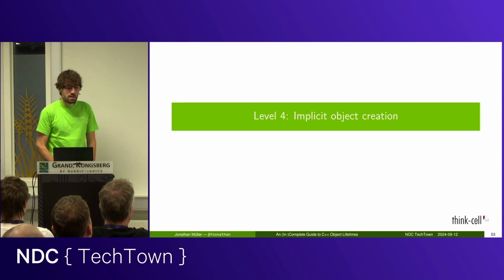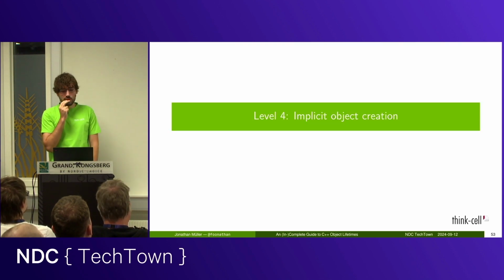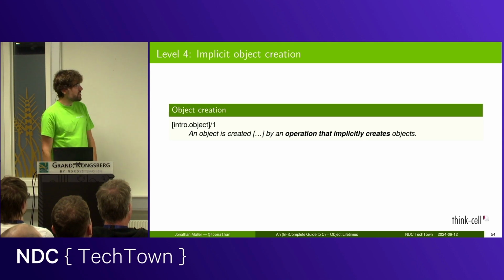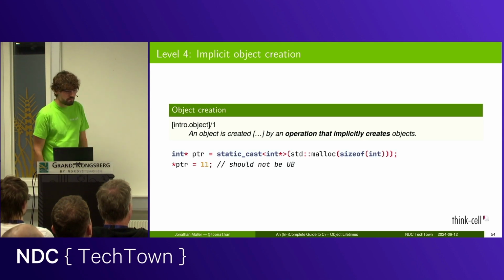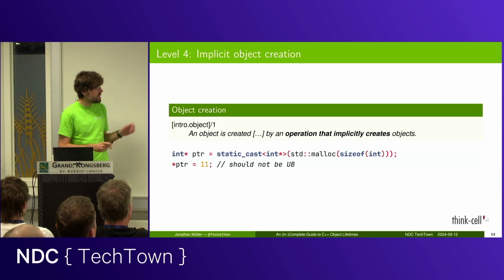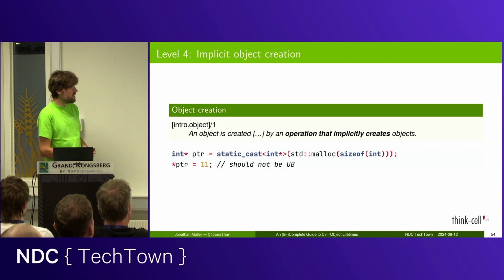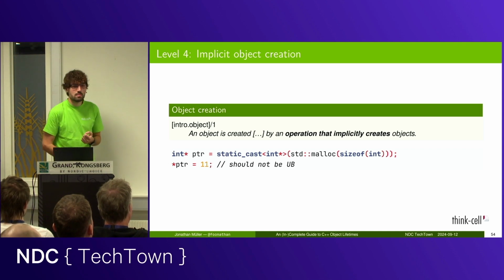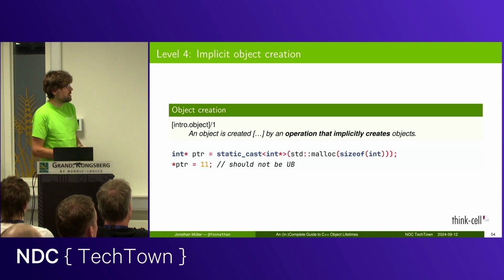Okay, so let's talk about implicit object creation. Another tautology: an object is created by an operation that implicitly creates objects. The idea is code like this, in C++. We call malloc to get an int, we get a pointer, and then we assign it. And this really should not be undefined behavior, because this is how C works. But under all the rules we've discussed so far, this would be undefined behavior, because where's our int object?